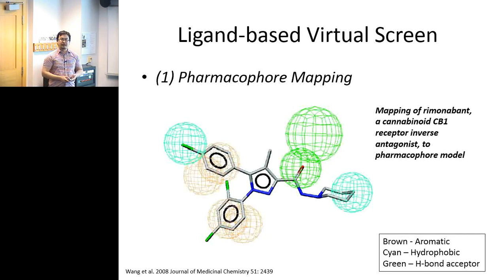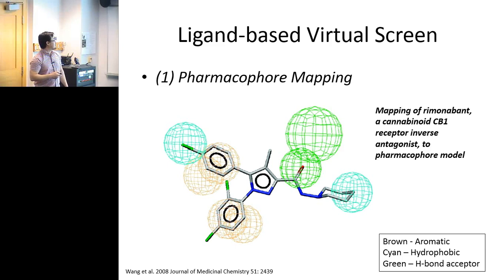So ligand-based methods here are very different in the sense that you don't use any structural information from the protein whatsoever. Instead of using the structure, you use the actual chemicals themselves, the ligands that are known to bind and elicit activity with your target protein, essentially. One of the ways to do this is by pharmacophore mapping.